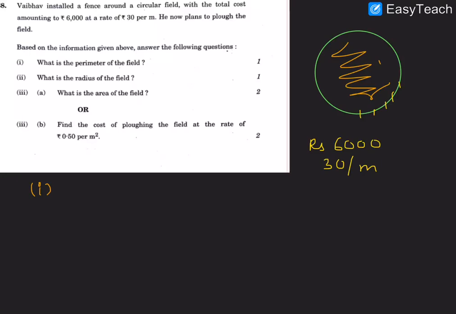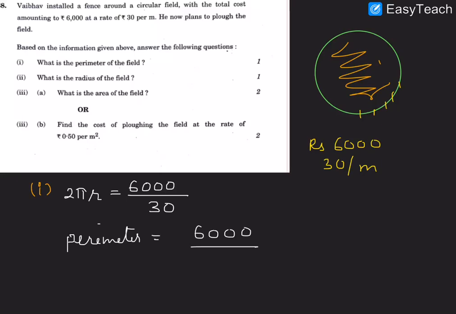As it is given to us that the whole fence cost will be 6,000 rupees, 6,000 by 30, because it is 30 rupees per meter, will give you the perimeter. That means 2 pi r of this. Perimeter is 2 pi r for the circle. So calculating this, perimeter is equal to 6,000 by 30, 0 and 0 cancel, and 3 2s are 6, so it comes out to be 200 meters. That means your 2 pi r or the perimeter is 200 meters.